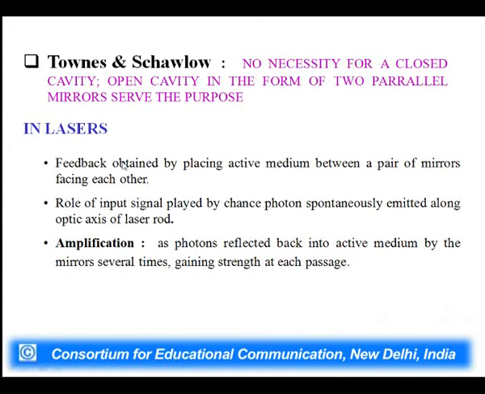In a laser, feedback is obtained by placing the active medium between a pair of mirrors facing each other. One is partially reflecting and the second is fully reflecting. The role of the input signal is played by chance photons spontaneously emitted along the optic axis of the laser rod. Amplification takes place as photons are reflected back into the active medium by the mirrors several times, gaining strength at each passage.